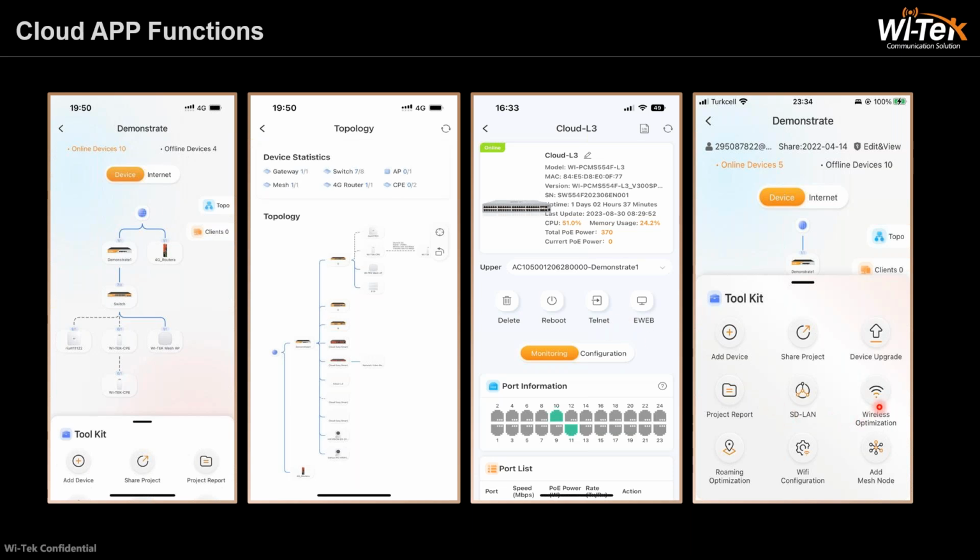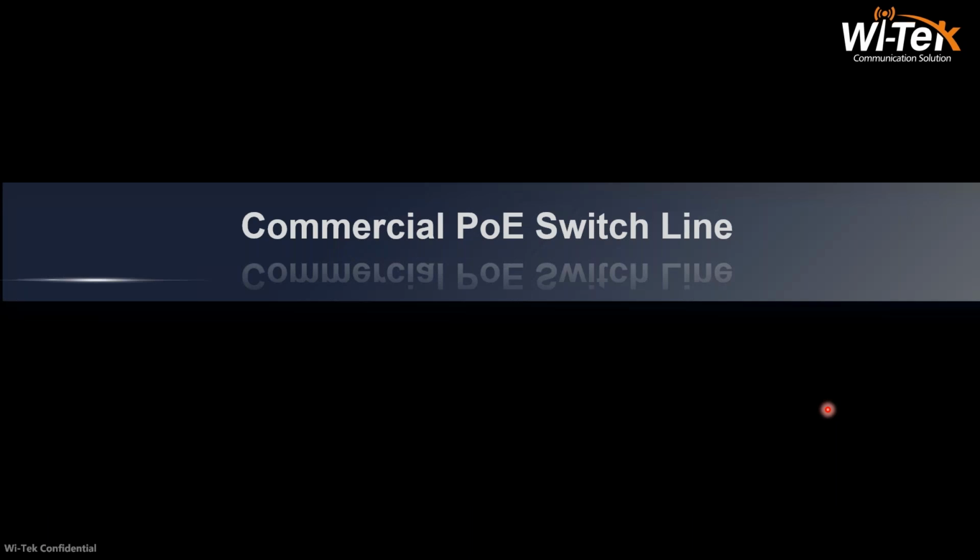Here we also have some very unique functions like wireless optimization, roaming optimization and Wi-Fi configurations. And the SD-LAN function, we can also configure in our cloud platform and cloud app. Okay, above we have already introduced the cloud service. Let's move to our commercial PoE switch line.